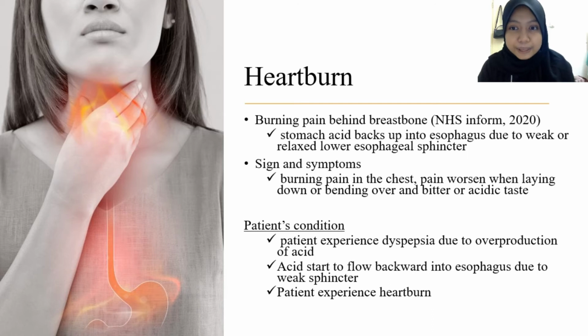So as a summary, the patient most likely experiences dyspepsia due to overproduction of acid. We can see that the patient complained of having upper abdominal pain. Then the overproduction of acid causes acid to flow backward into the esophagus, and the patient experienced an episode of heartburn. We can also see from the case study that the patient felt the pain at first in the upper abdomen, but then the pain radiated to the chest area. Other symptoms like headache, vomiting, and nausea also indicate indigestion and heartburn.